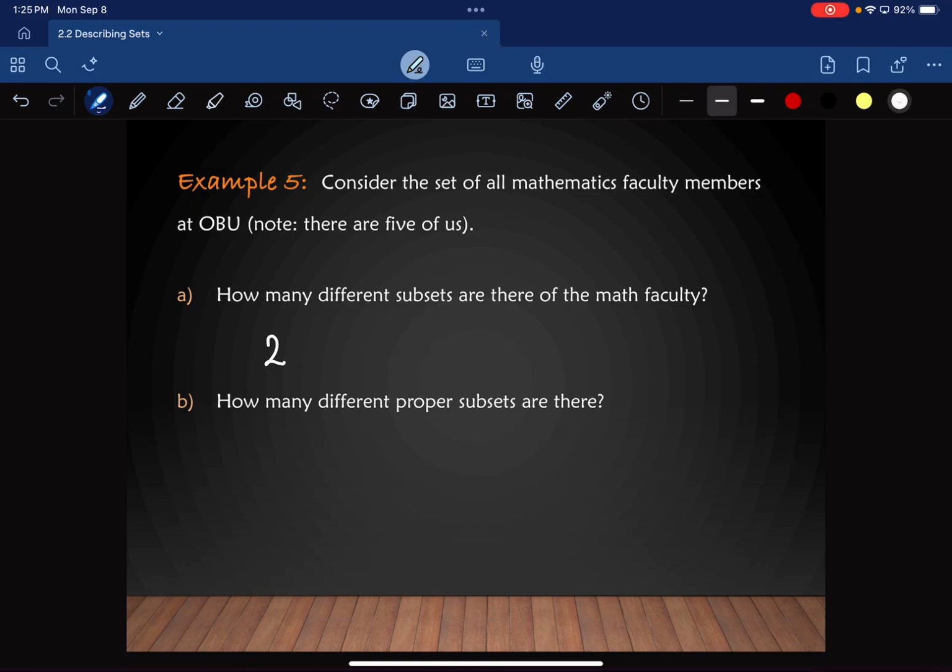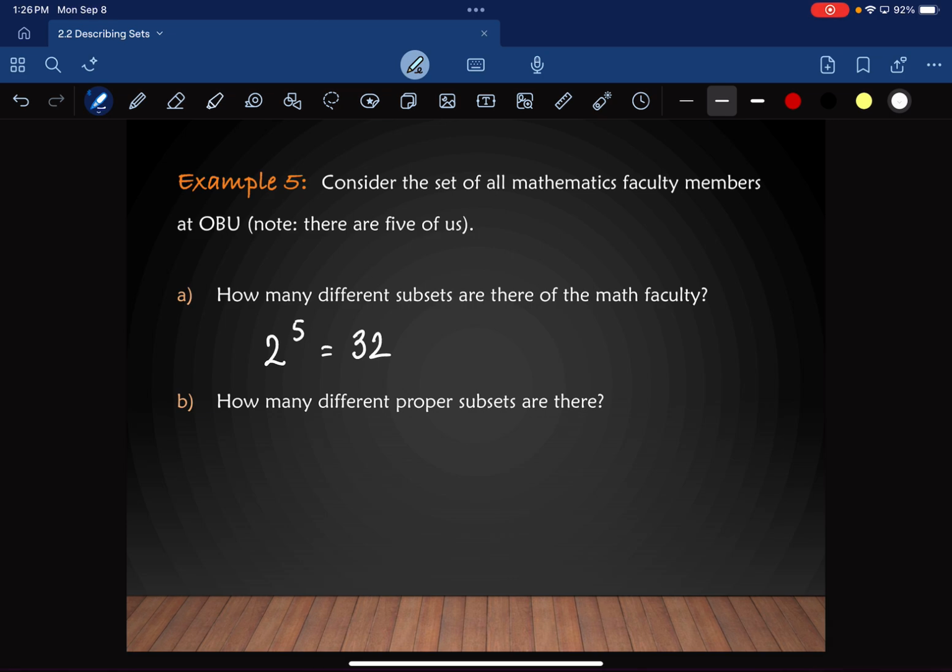How many math people are there? 5. So this is 2 to the power of 5. So what is 2 to the 5th? If you don't know, grab a calculator. Do you know what it is? It is 32. Yes, very good. It's 32. So if there's 32 subsets, which there are, that's correct.